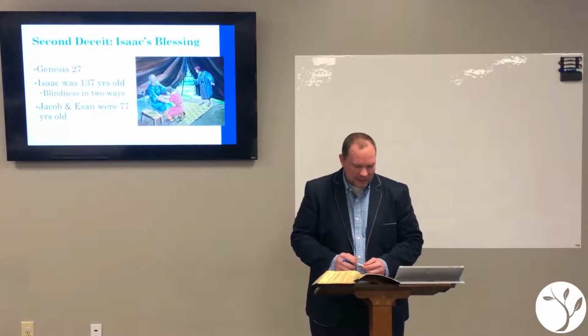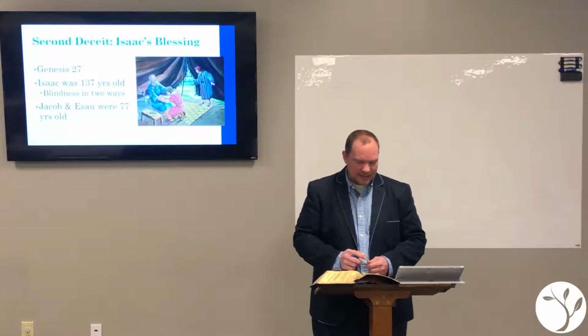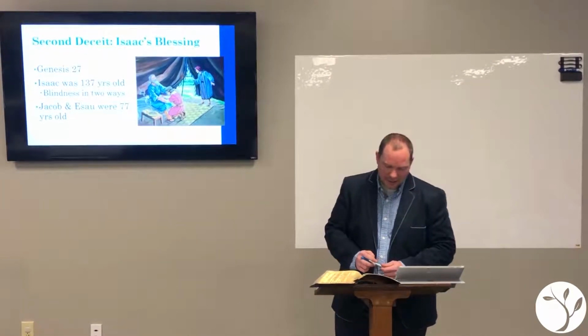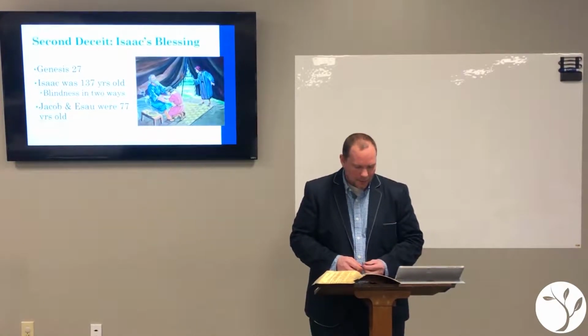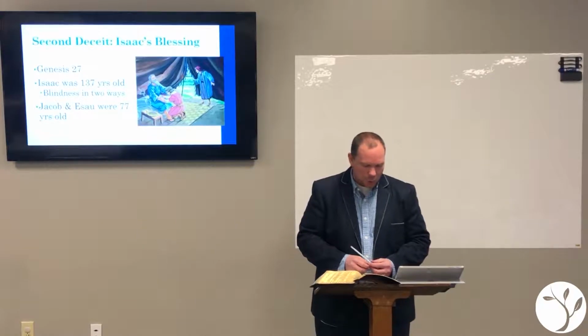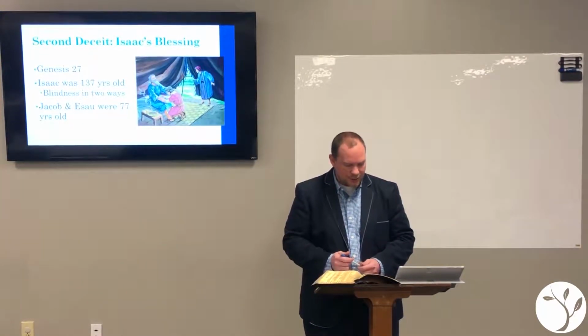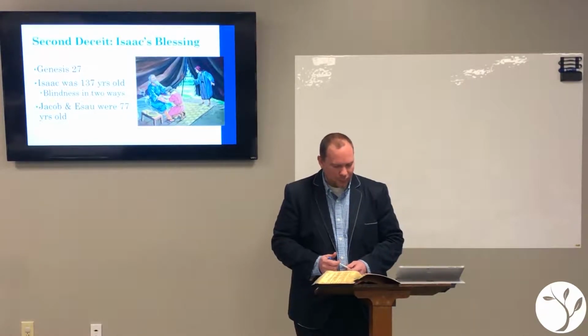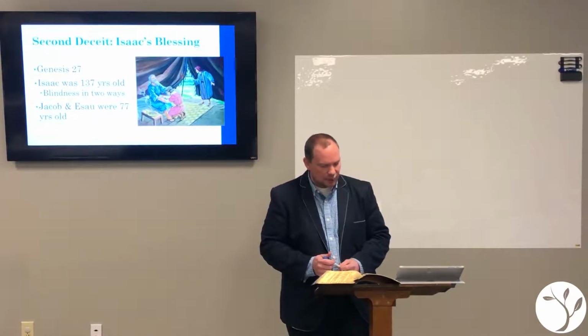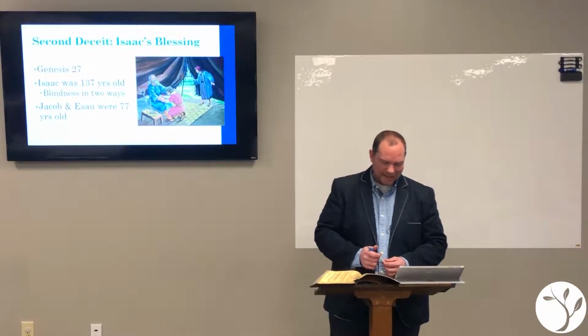When Isaac was old, his eyes were dim, he could not see. He called Esau, his older son, and said to him, "My son." And he answered, "Here I am." "Behold, I am old, I do not know the day of my death. Now then take your weapons, your quiver, your bow, and go out to the field and hunt game for me, and prepare for me delicious food, such as I love, and bring it to me so that I may eat, that my soul may bless you before I die."